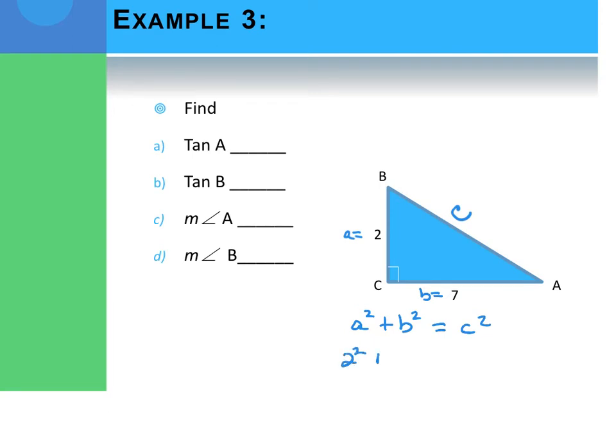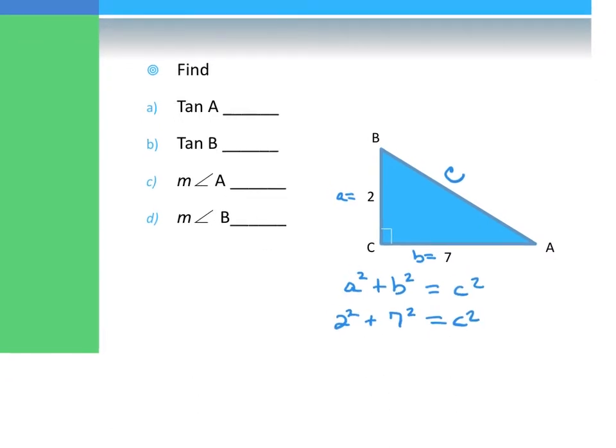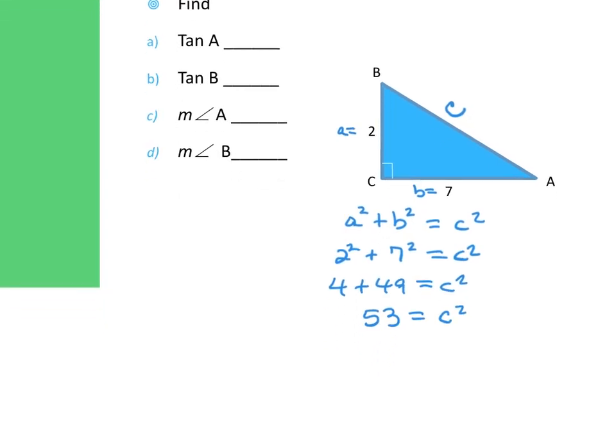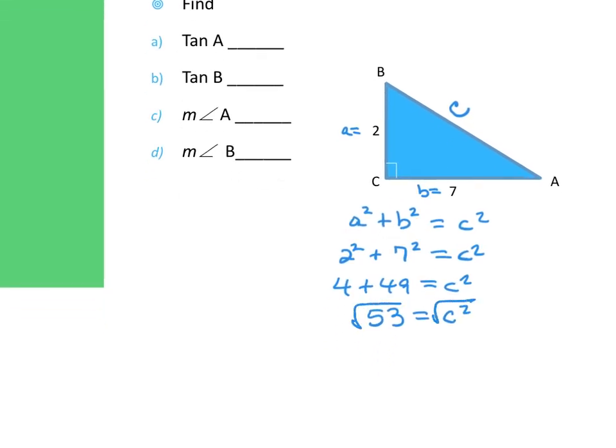So 2 squared plus 7 squared equals c squared. 4 plus 49 equals c squared. And 49 plus 4 is 53. Going to square root 53. 53 cannot be broken down, so I'm just going to leave it as the square root of 53.